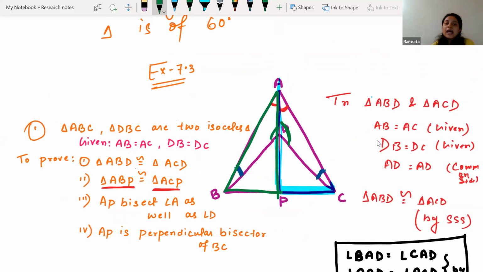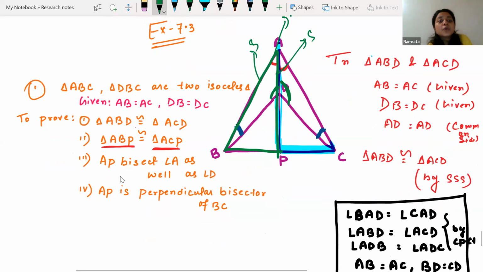You can take here AB equals AC, AP the common side, and this angle BAP is equal to angle CAP. This is how we will get the side angle side congruency rule. I'm talking about this side, this angle, and this side. The side angle side congruency rule says these two triangles will be congruent with each other. So easily we will be able to prove the second part. Now what about the third and fourth?